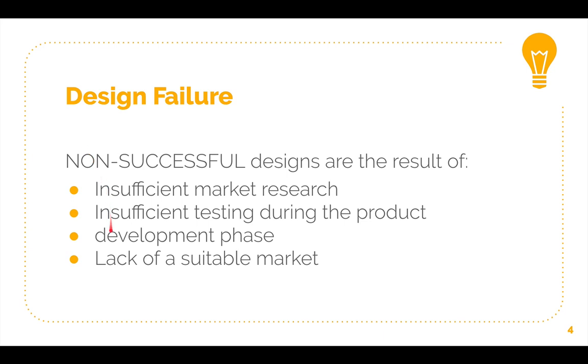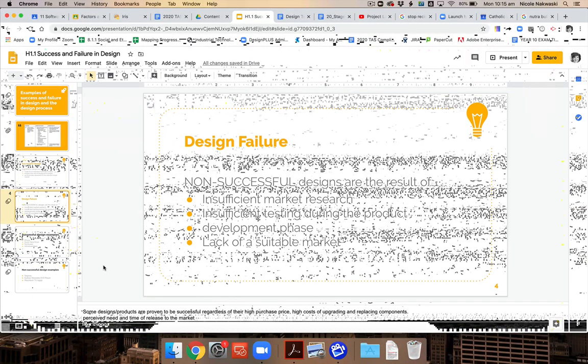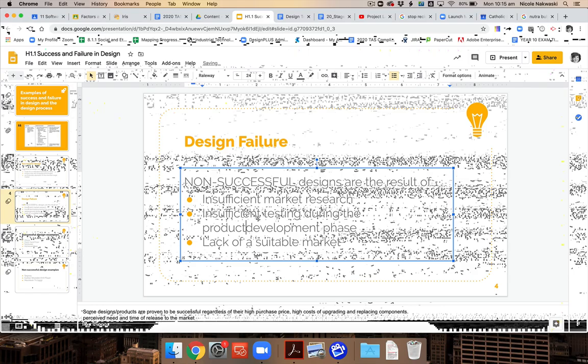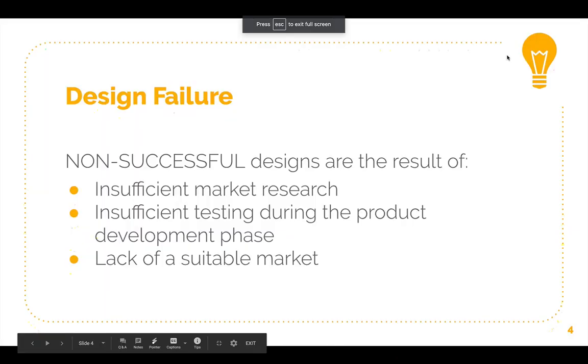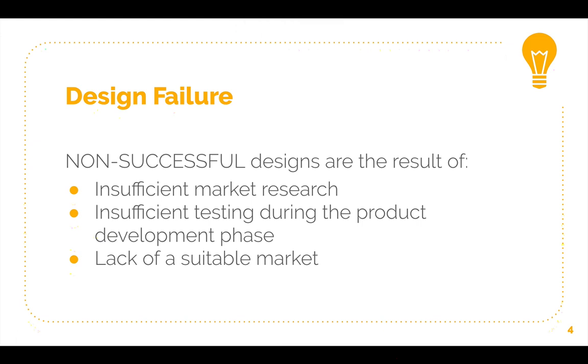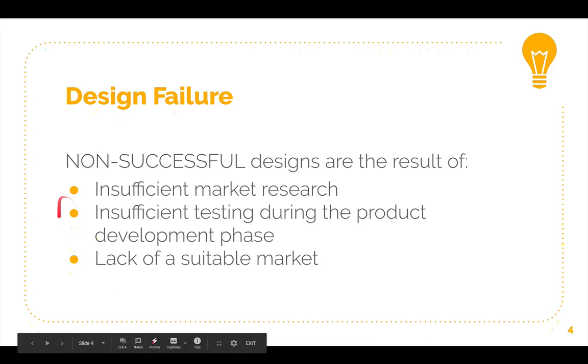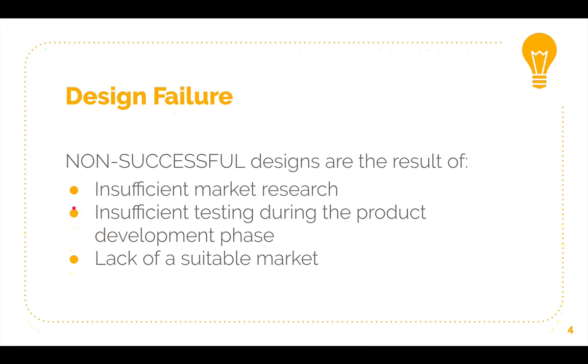The other, and I don't know why this is on two separate dot points, so let me just fix that up for you. The other important point is the insufficient testing during the product development phase. So if your product doesn't actually do what it is intended to do, a lot of the time that can be the result of insufficient testing during the development phase. And what would happen a lot of the time with certain products, and you probably would have seen this before, is that the product actually legally is required to be recalled from the market. So there's a big product recall.